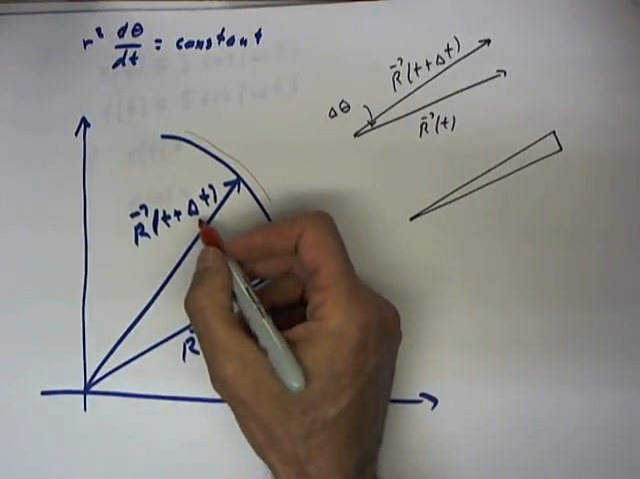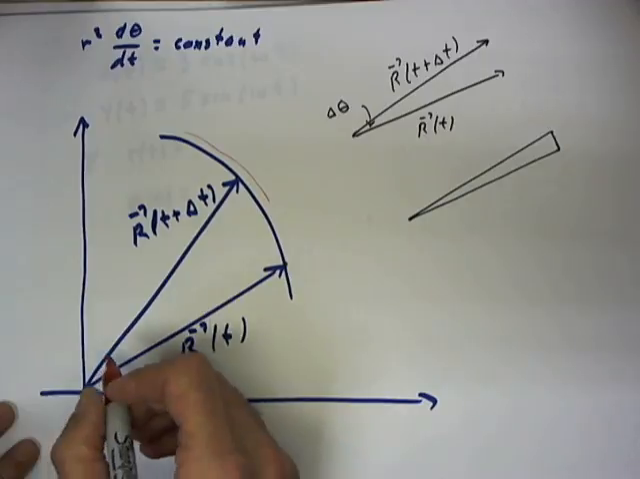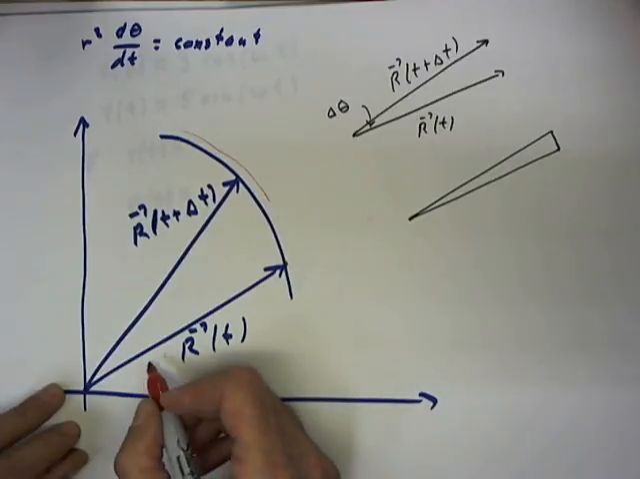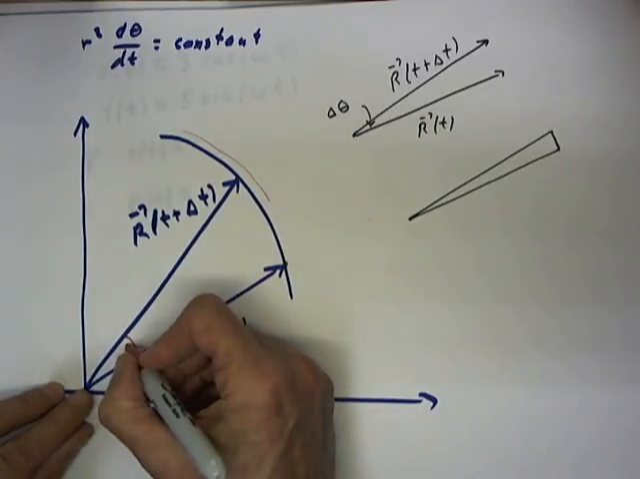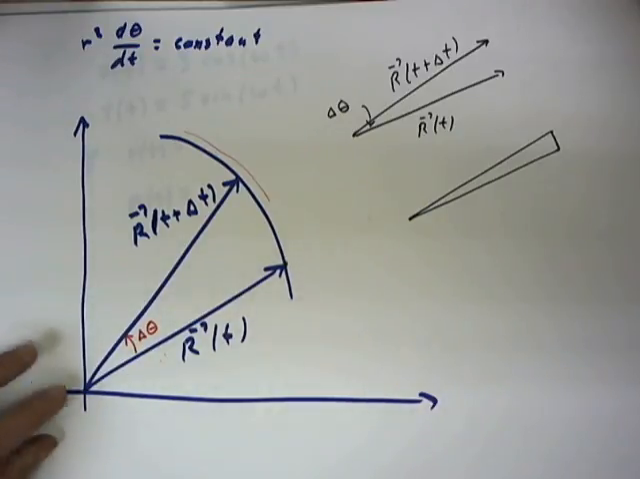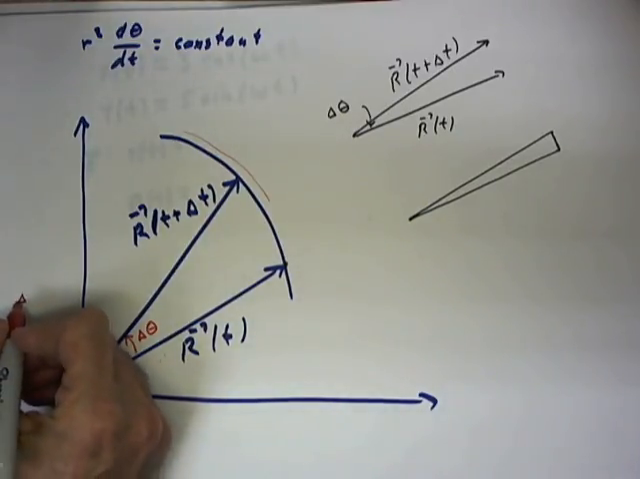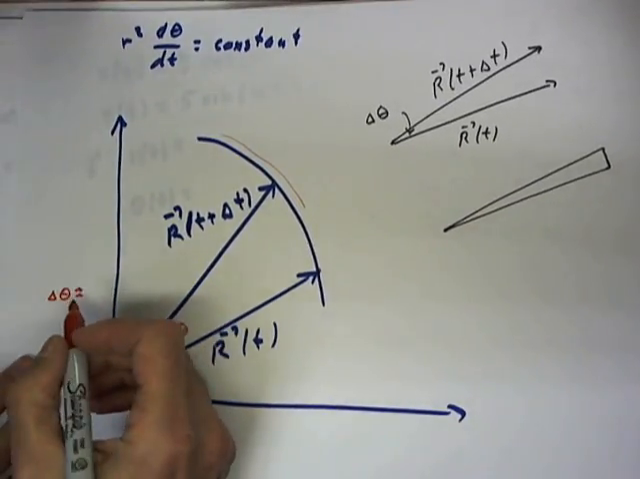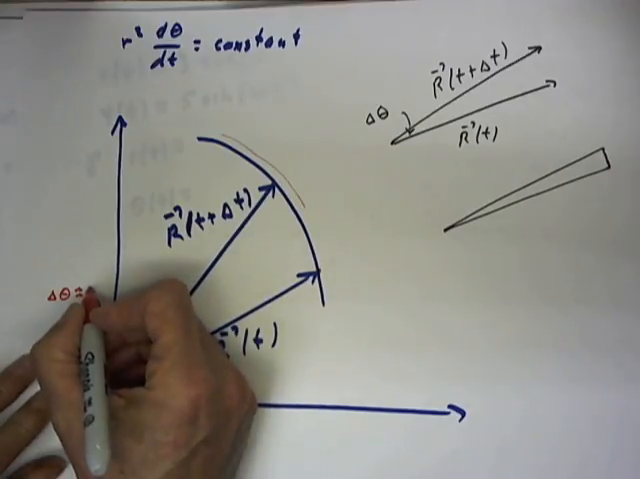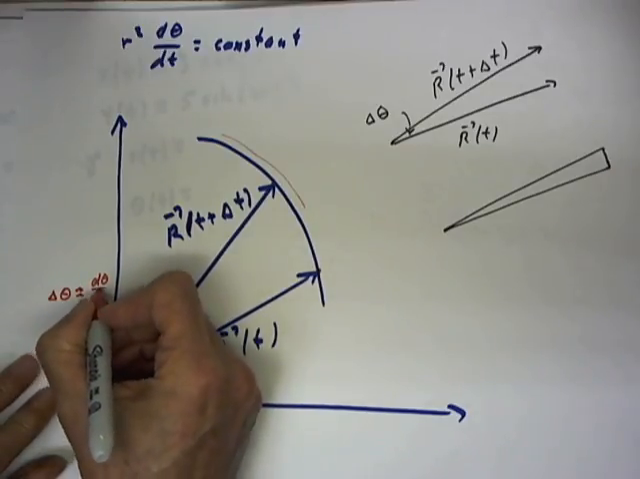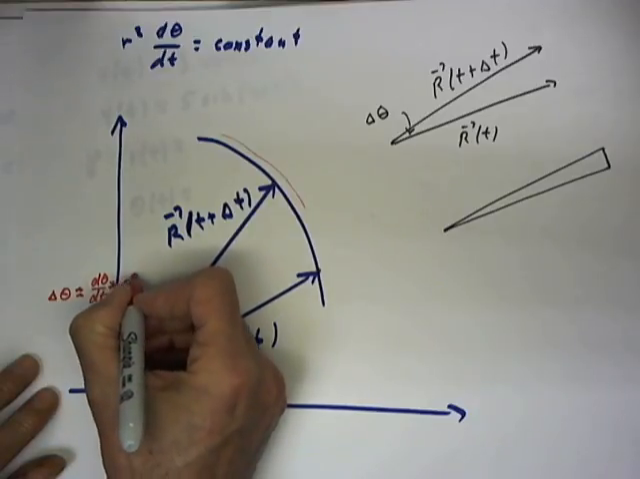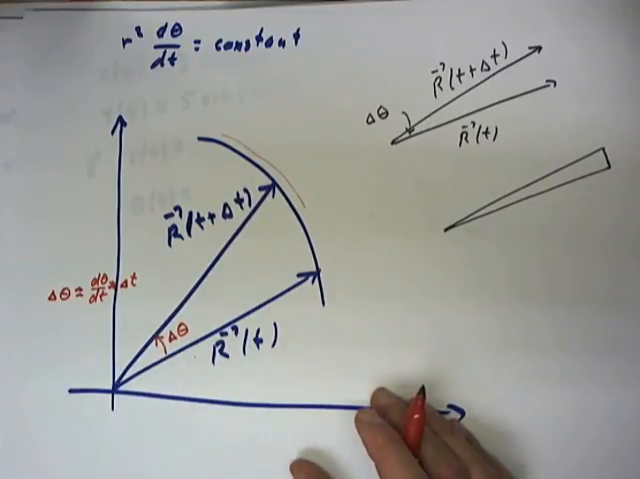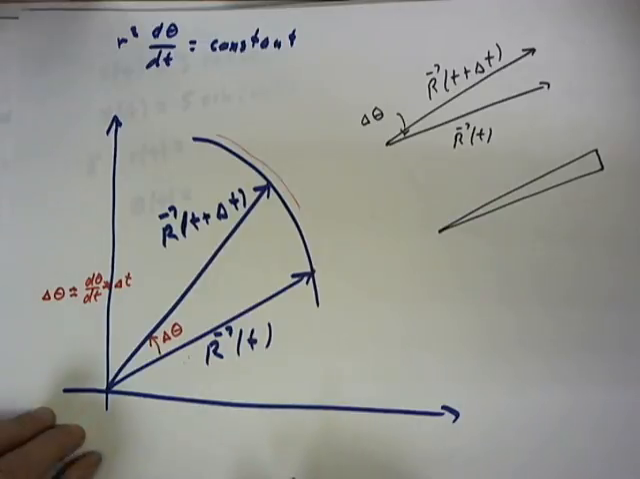Between clock time t and clock time t plus delta t, the angular position theta of the object changes from one value to another. So there's going to be delta theta, and delta theta is approximately equal to d theta dt multiplied by delta t, d theta dt being the rate at which the angle theta changes, delta t being the time interval between the two positions.